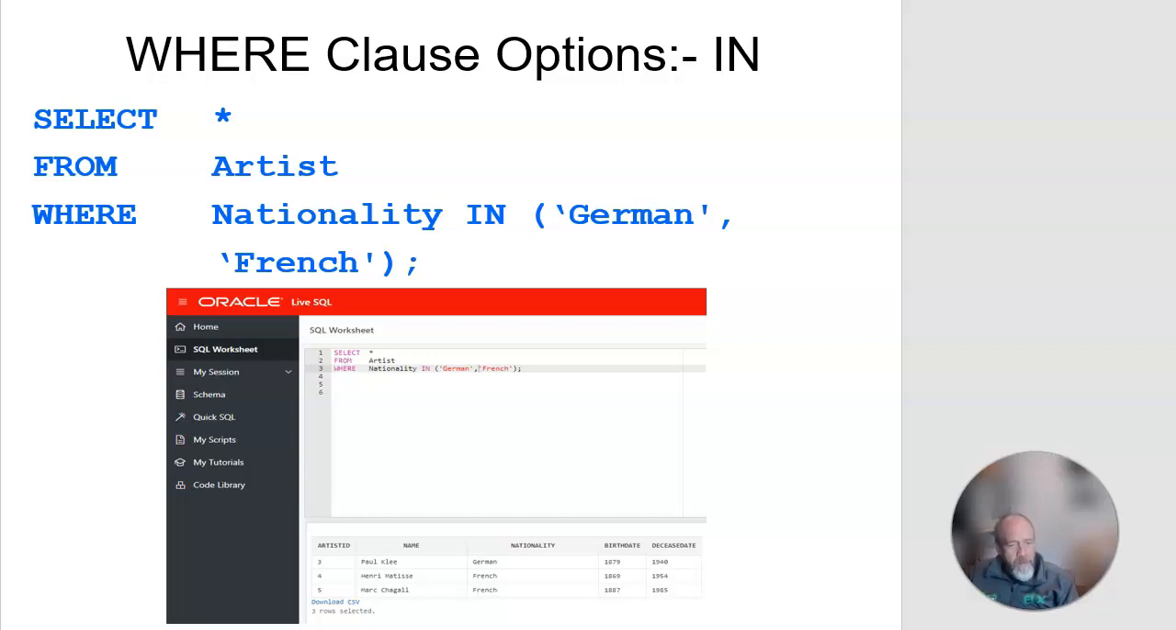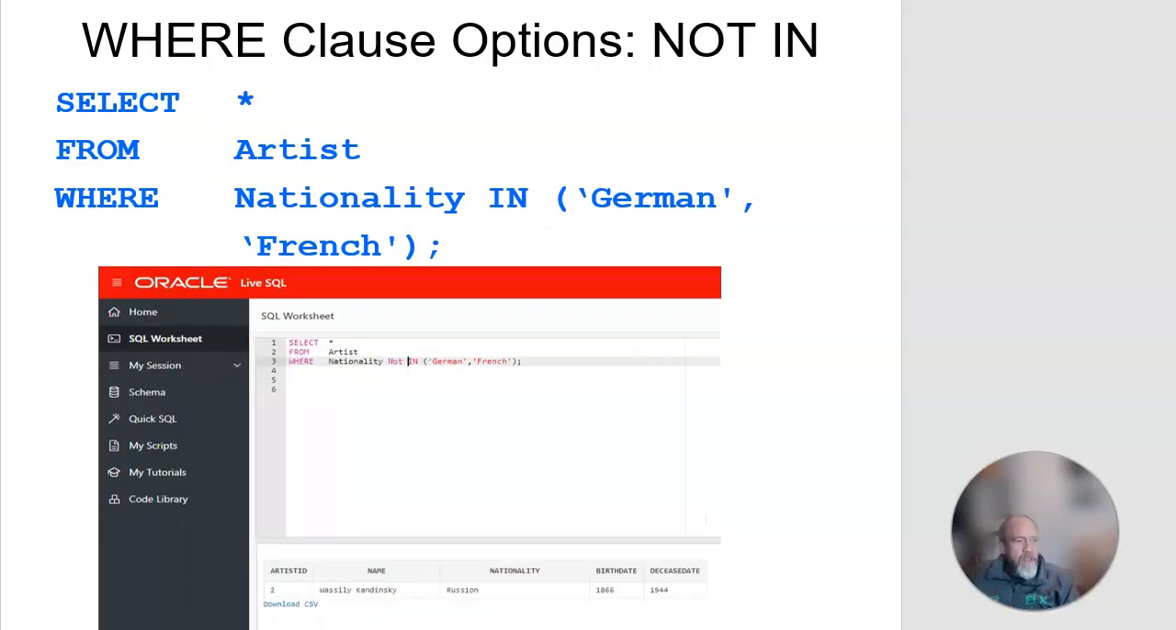Right now, let's just say if you want a where clause with multiple values, you could say select star from artist where nationality equals German or nationality equals French, which would be the same thing as saying select star from artist where nationality is in German, French. It gives you that option a little bit cleaner.